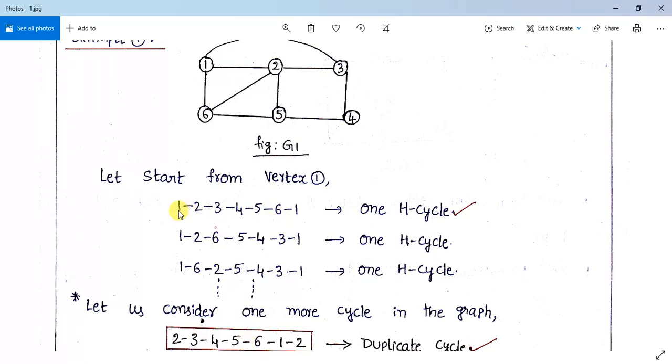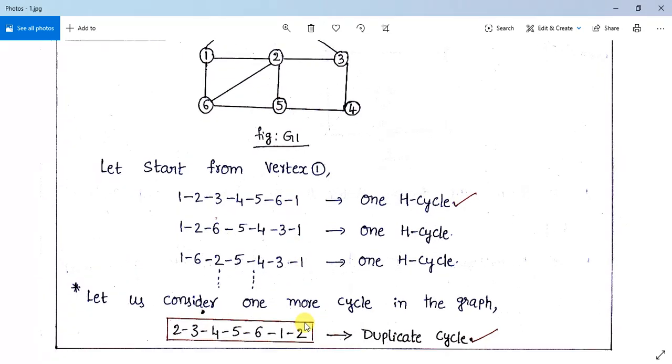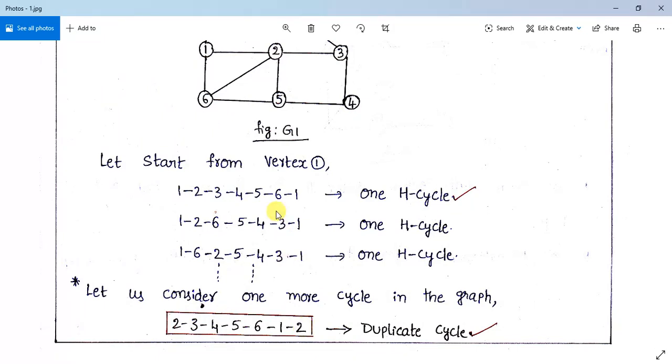Here the starting vertex is 1 and here the starting vertex is 2. Remaining, the order of visiting all the vertices is the same in both. See here 2, 3, 4, 5, 6, and then 1 and 2. So these two cycles are considered duplicate cycles and you should not consider this cycle again as a Hamiltonian cycle. Why? Because we have already considered this one as a Hamiltonian cycle.